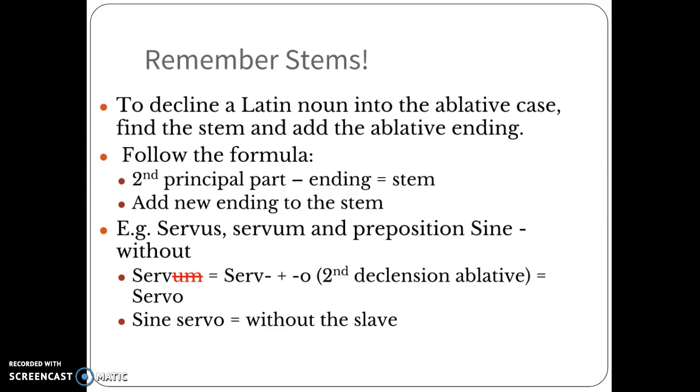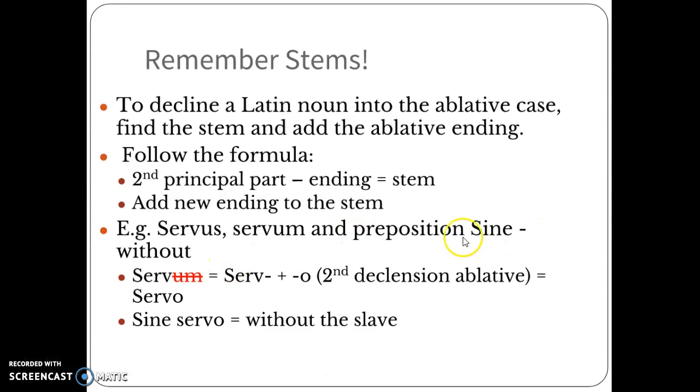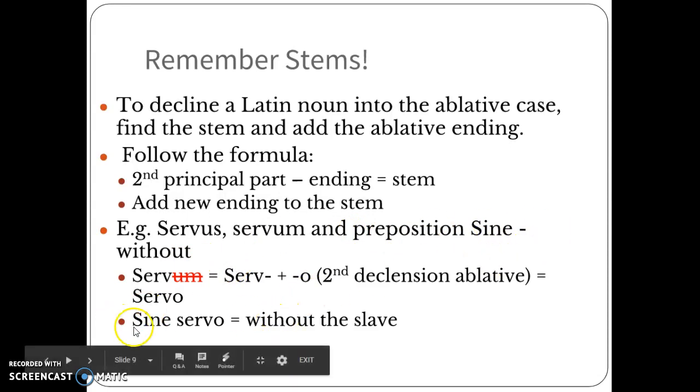So, say I'm given servus servum, meaning slave, and I am given the preposition sine. So I want to say without the slave. Okay, well I'll put sine in there because sine is just the preposition that never changes.